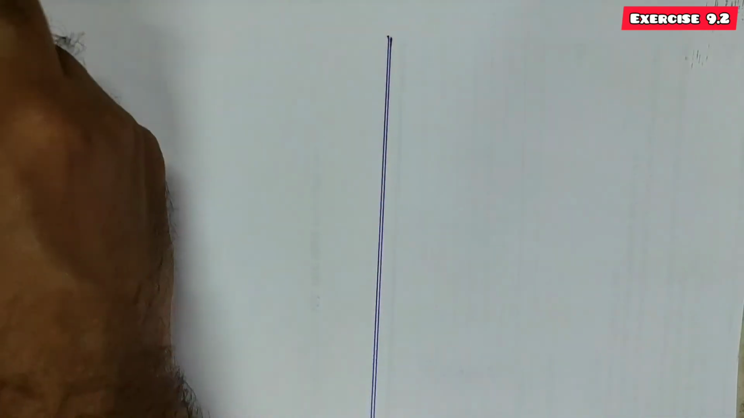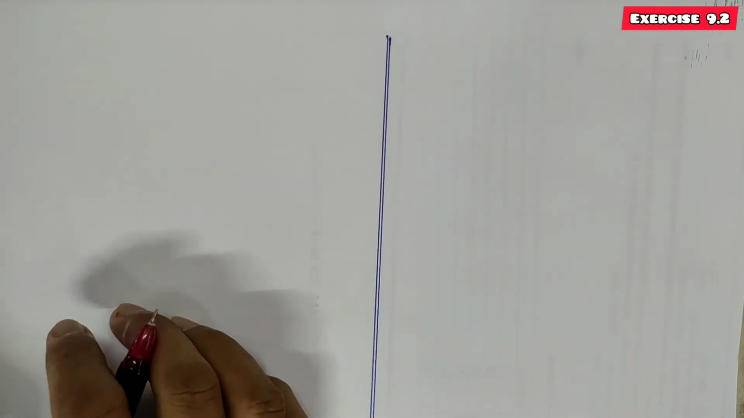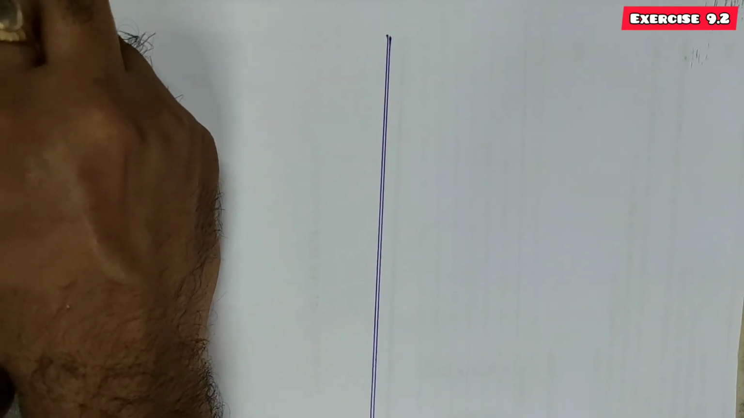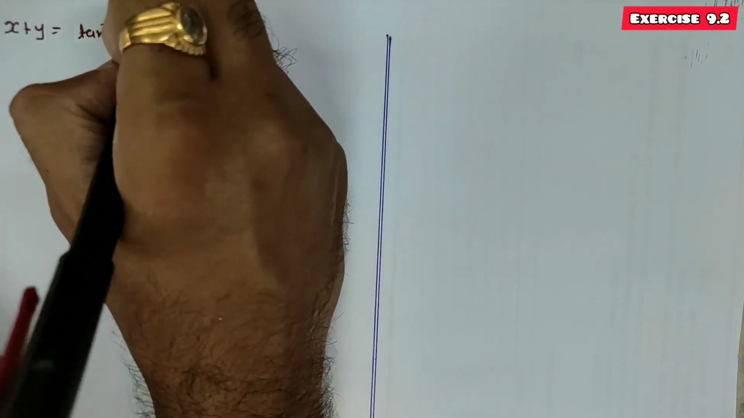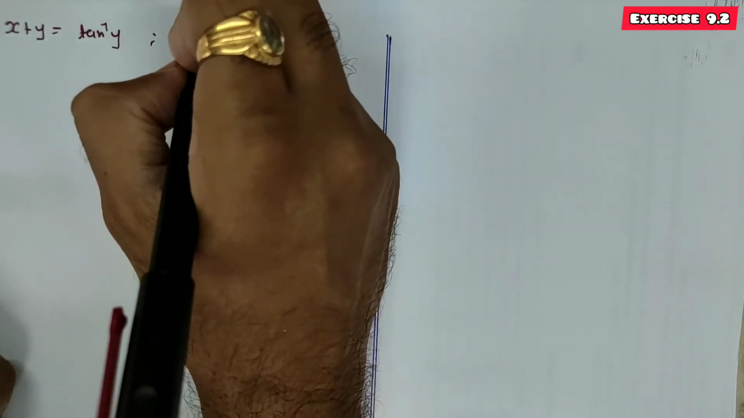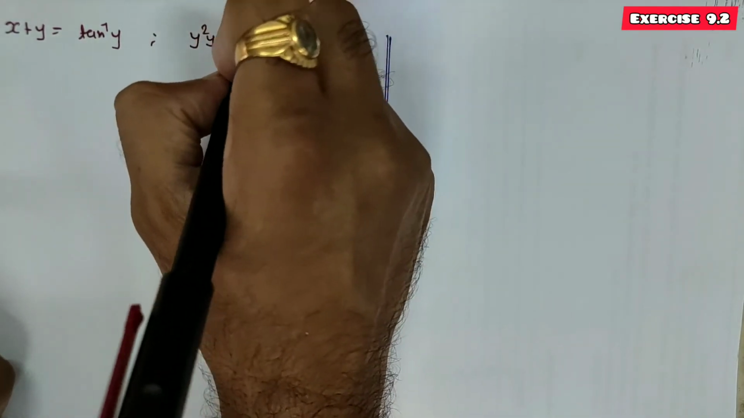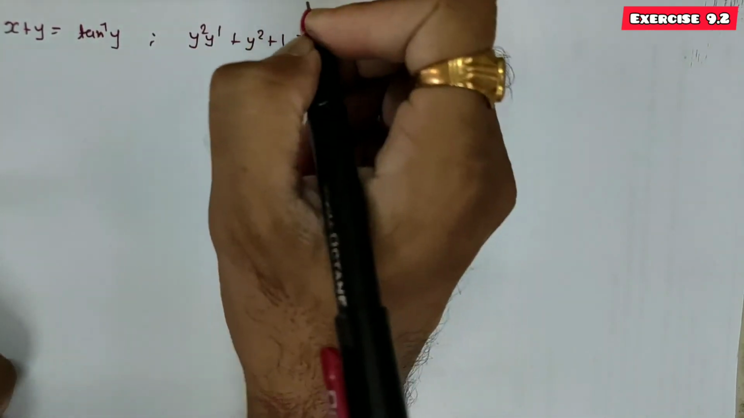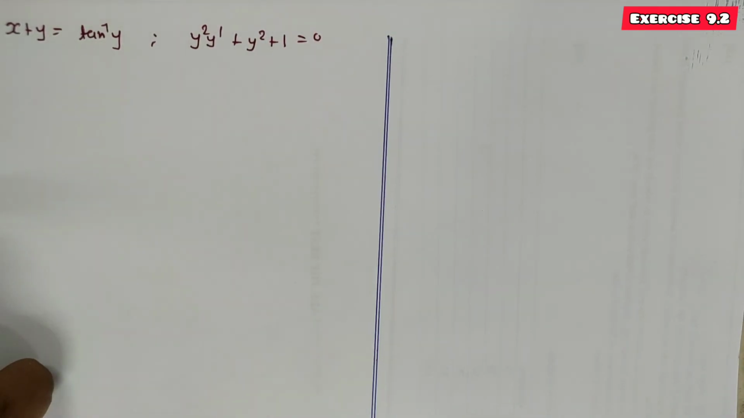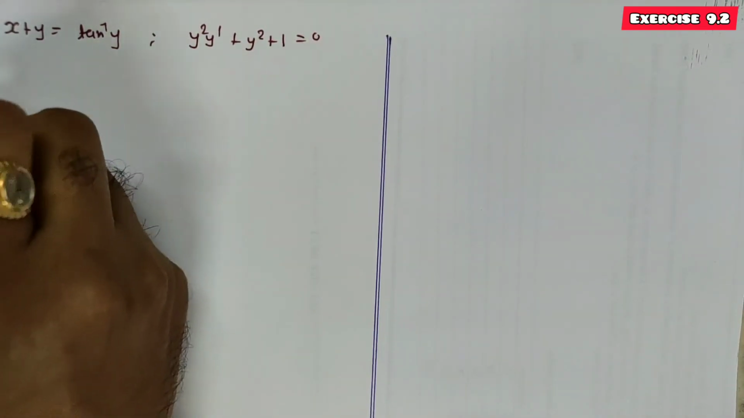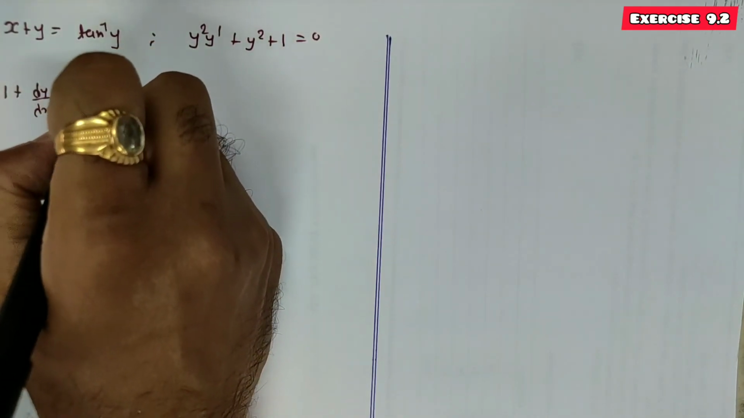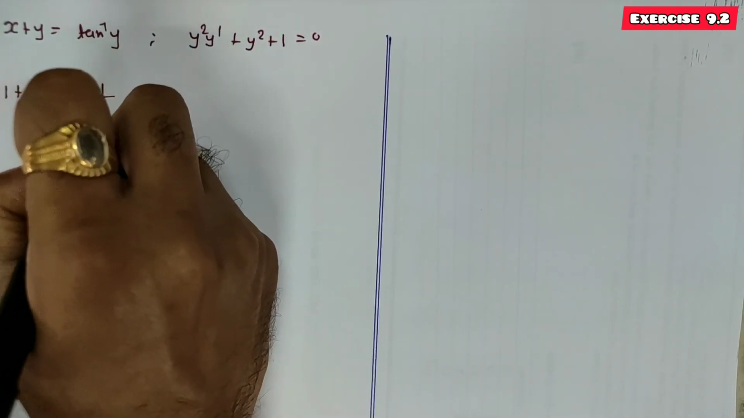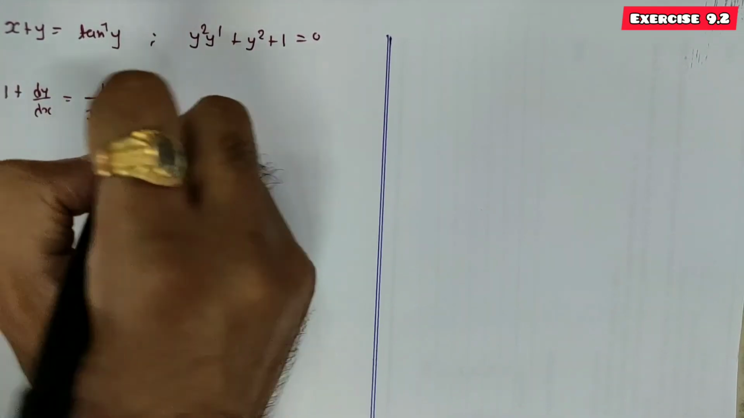Now question number 9. Here we are given x plus y equal to tan inverse y. The differential equation is y square y dash plus y square plus 1 equal to 0. So here differentiate on both sides with respect to x. So 1 plus dy by dx equal to differentiation of tan inverse y, so 1 upon 1 plus y square dy by dx.